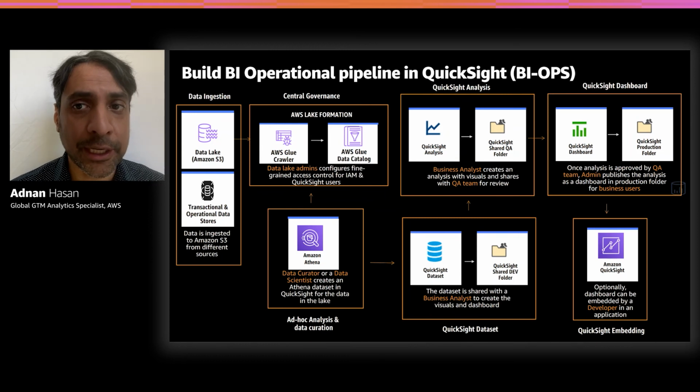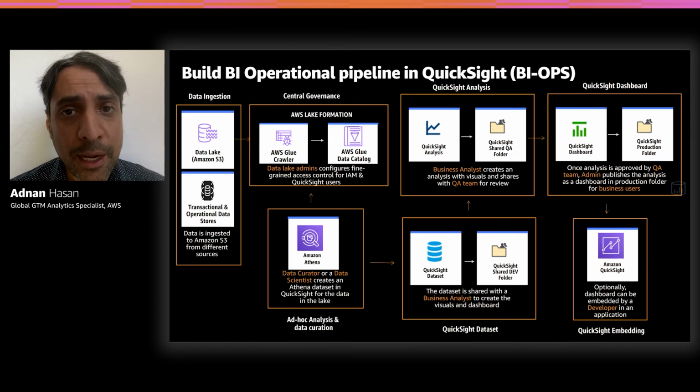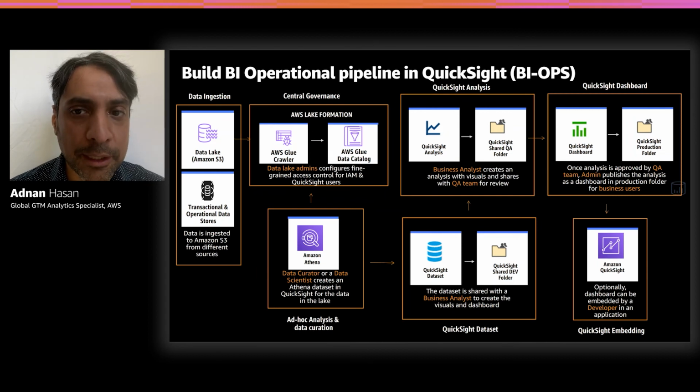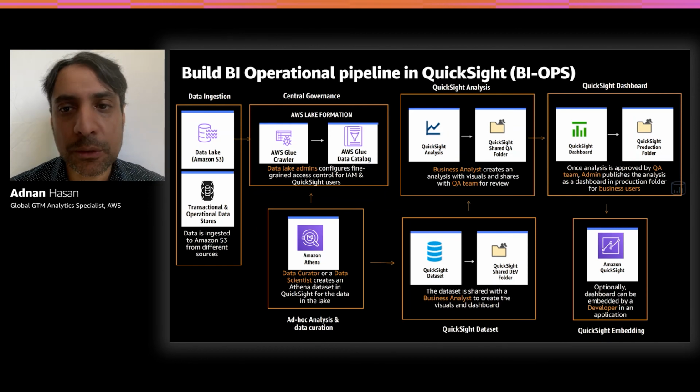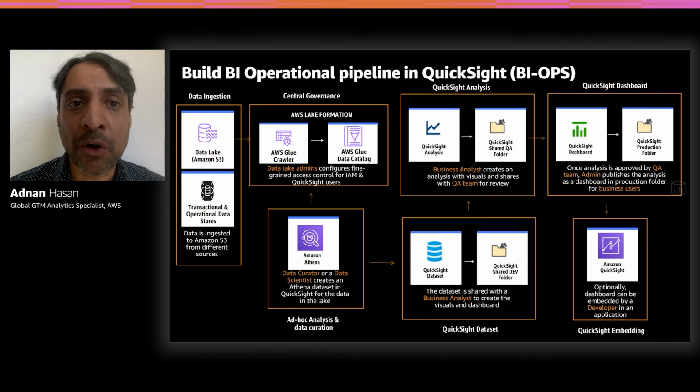So dashboard publishing happens through an admin. So you can see different roles are granted different permissions, and this way you can manage the entire BI pipeline. And finally, when the dashboards are published, admins can also embed or allow developers to use the embedding feature in QuickSight to embed this within the application. So different personas, different permissions, and all this can be granted in QuickSight.